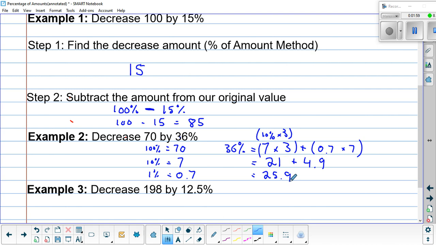And now because we're decreasing by that 25.9, that means we're starting at 70, and we decrease this 25.9. Well, if we take 25 off of 70, we're going to be at 45, right? So then if we take off 0.9 off that, we'll be at 44.1.